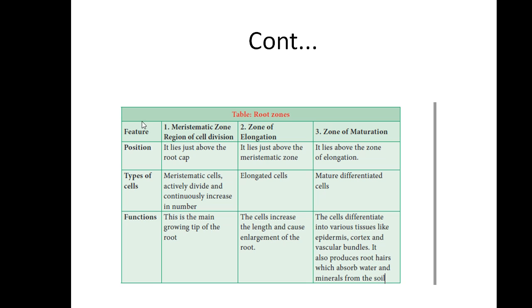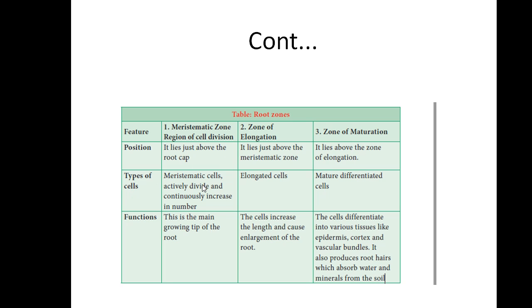So the root zones, if you are taking the position, the zone that lies above the root cap is called the meristematic zone. That is the very tip, very minute, at the endmost edge of the root, and it is called the meristematic zone. In that zone, it is covered by the root cap. The zone of elongation lies above the meristematic zone. The zone of maturation lies above the zone of elongation.